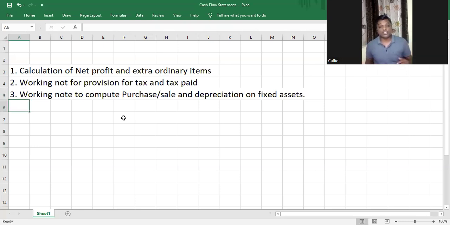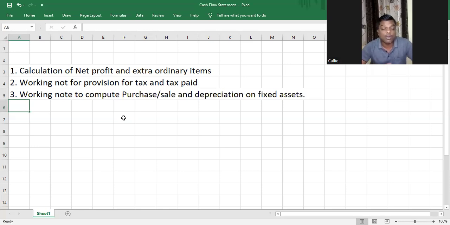Now, while solving a 6 mark cash flow statement question, we will need certain numbers. Like we'll need income tax paid, we'll need the provision for tax created during the year. The starting point of the cash flow statement is the net profit before tax and extraordinary items. We need to have an understanding of how much has been charged as depreciation during the year. We also need the amount for which we sold fixed assets, and for what amount we have purchased fixed assets during the year.